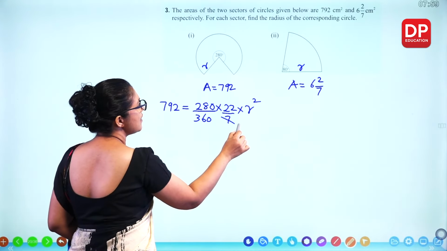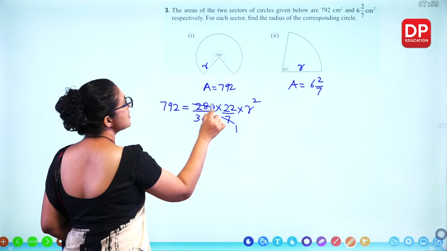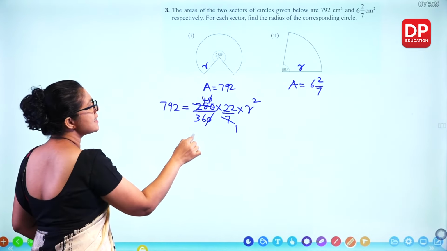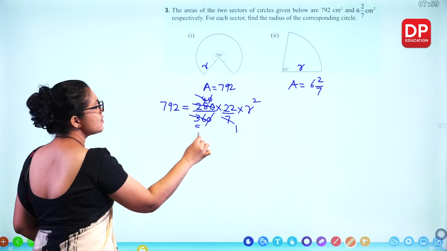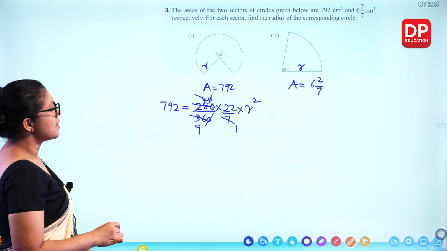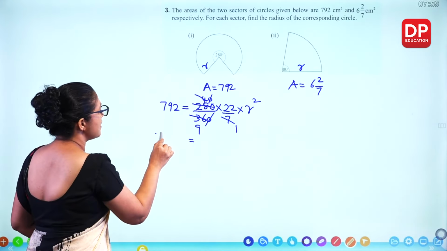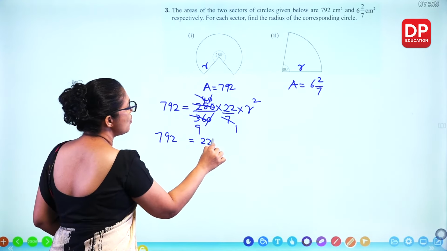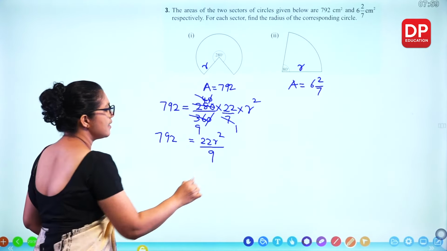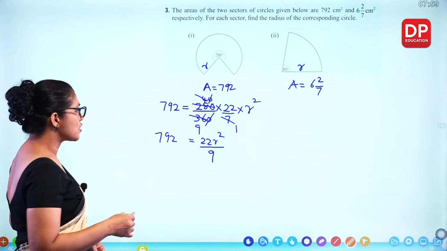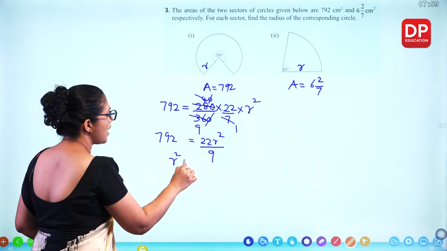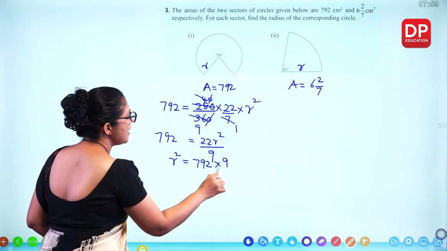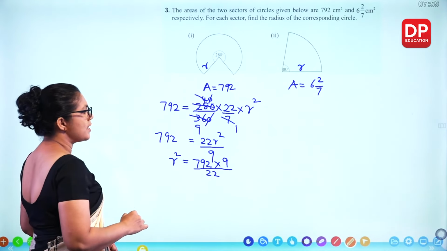I can see 7 times 4, 28. This 0 gets cancelled out. 4 with 36 you get 9. So what's remaining there? 792 is equal to 22r squared over 9. Now make r squared the subject of the formula. So you get r squared is equal to 792 multiplied by 9 divided by 22.